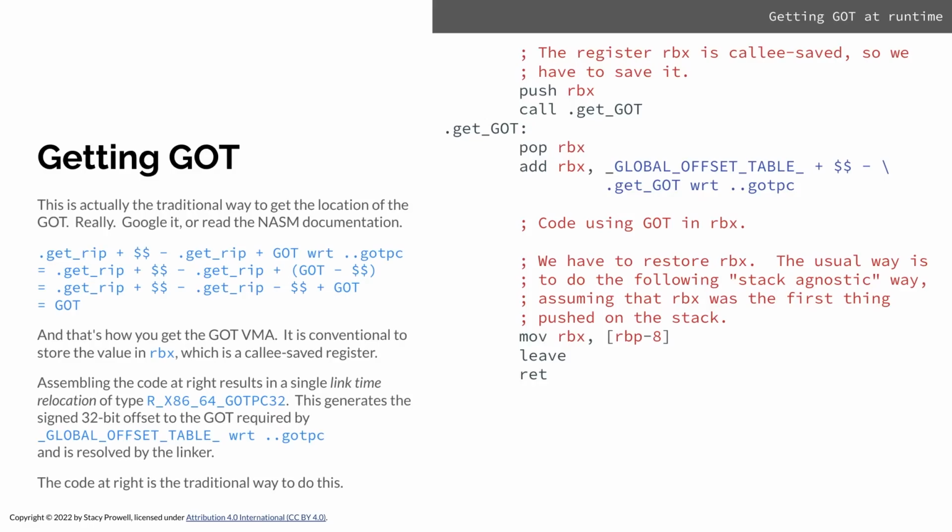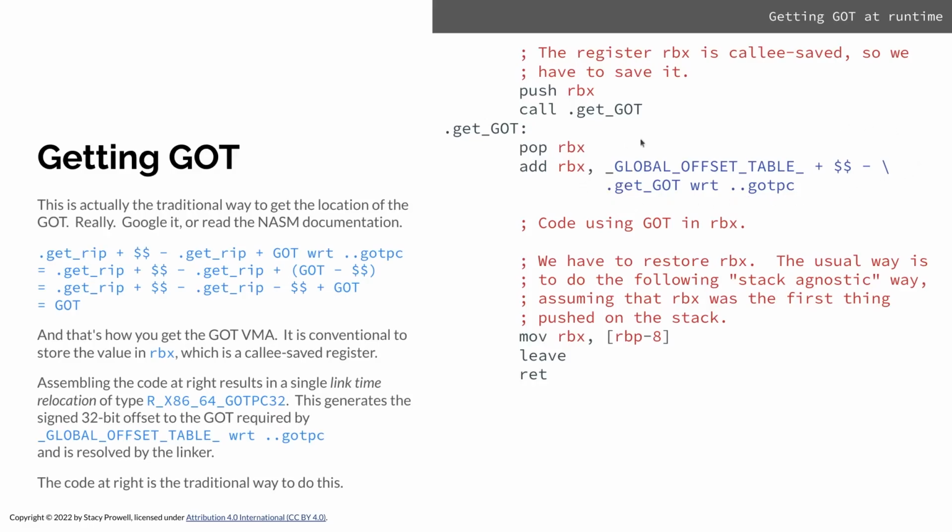So what does that look like in code? It looks like what we have over here. I come in here, push RBX. I call getGOT. That's right here. And then I pop it. That gives me the address of .getGOT. And then I add to it this thing over here.